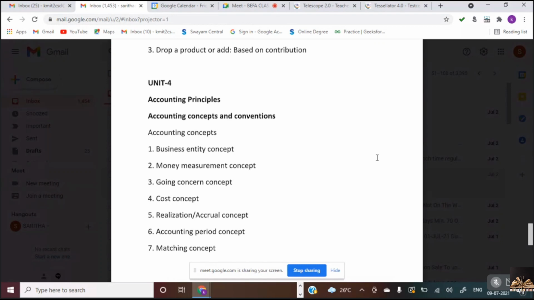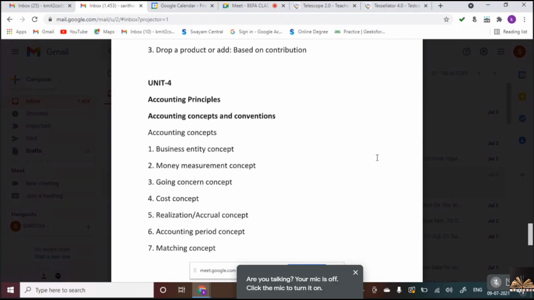No, ma'am. Now going to the 5th one, realization or accrual concept. Listen here. When we prepare the accounts, there are 2 methods. One is accrual concept, one is cash concept. In accrual concept, once we sell the goods, we record the transaction, immaterial of whether we actually received the cash or the sale proceeds or not. Immaterial of receiving the cash, we record the transaction of sales in accrual concept.